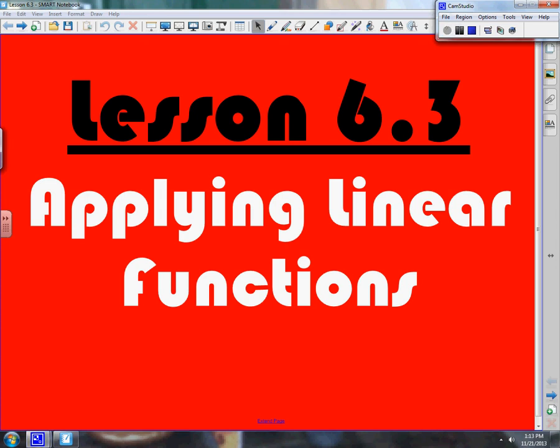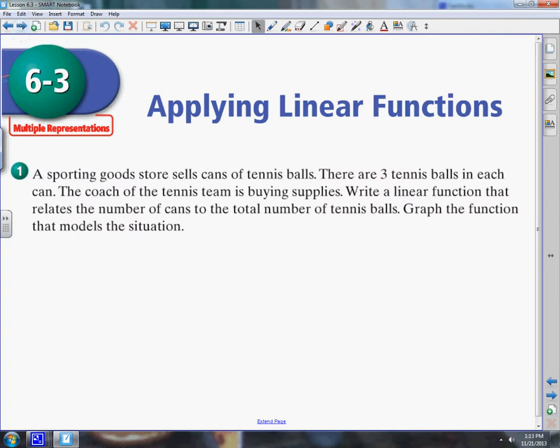Lesson 6.3 is called Applying Linear Functions. So, applying linear functions, this is just two story problems. So copy down these two story problems.